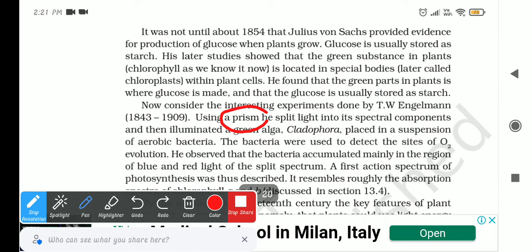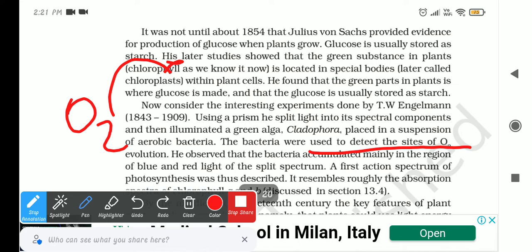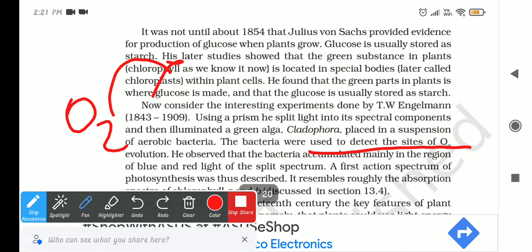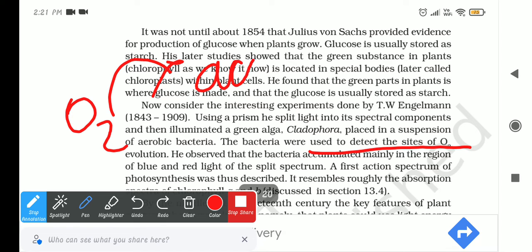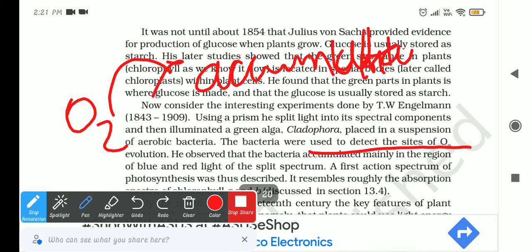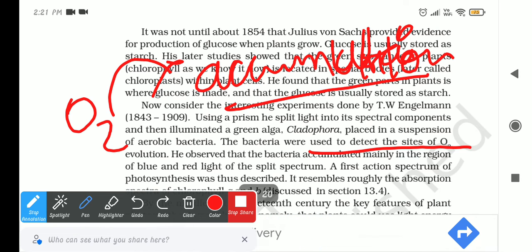He used a prism and split the light into spectral components and then illuminated a green alga, Cladophora, which he placed in a suspension of aerobic bacteria. The bacteria were used to detect the site of O2 evolution, that is, in which portion O2 gets evolved. He observed that the bacteria accumulated in the area where O2 was present.